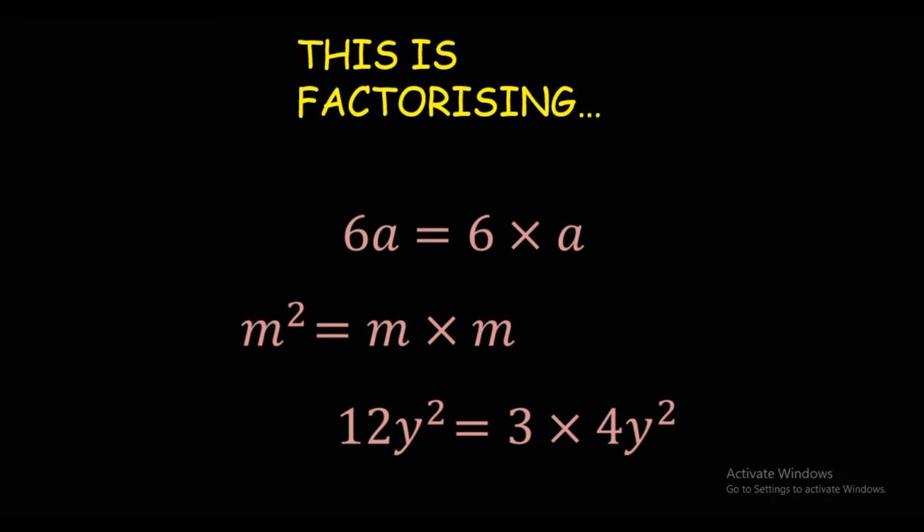Okay, 6a equals 6 into a, m square equals m into m. Okay, 12y square: 3 into 4 is 12. First divide 12 into 3 into 4, and y square equals y into y.